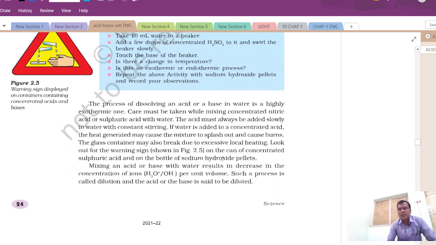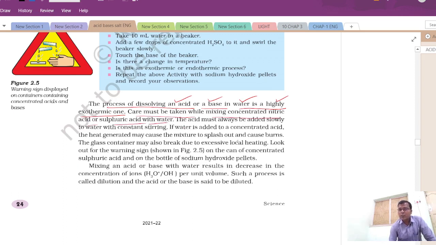You can see here, this is also very important. The process of dissolving an acid or a base in water is highly exothermic. That means whenever we dissolve an acid or a base in water, heat is liberated. Very highly exothermic. That means a lot of heat will be generated. So care must be taken while mixing concentrated acid or sulfuric acid with water.